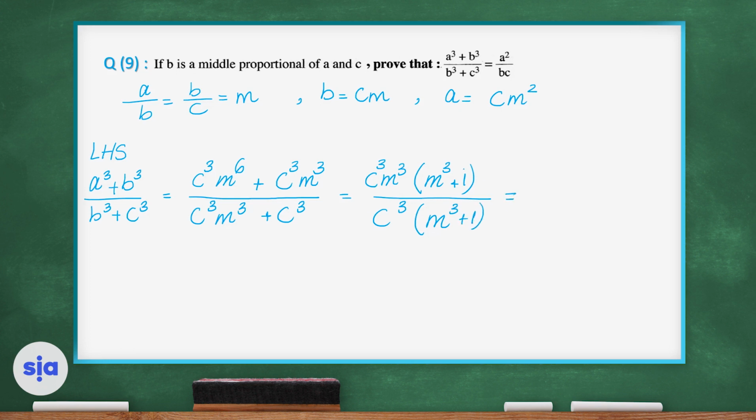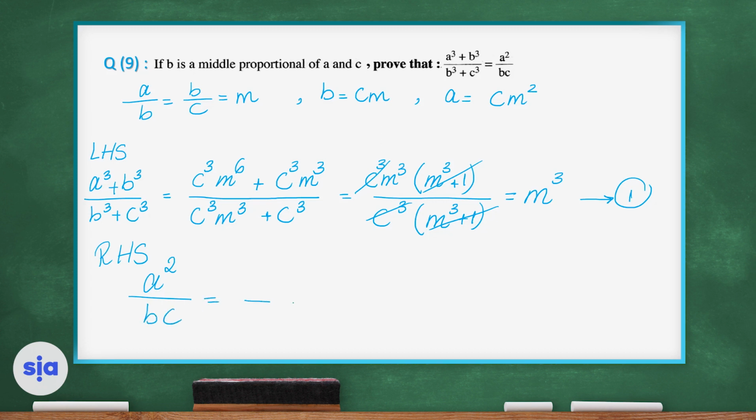If you simplify this, the m cubed plus 1 and the m cubed plus 1 are crossed out together. The C cubed and the C cubed are crossed out together. So the answer of the left-hand side is m cubed, and this is the first part. If we work on the right-hand side now, you will see that the right-hand side says A squared over BC.